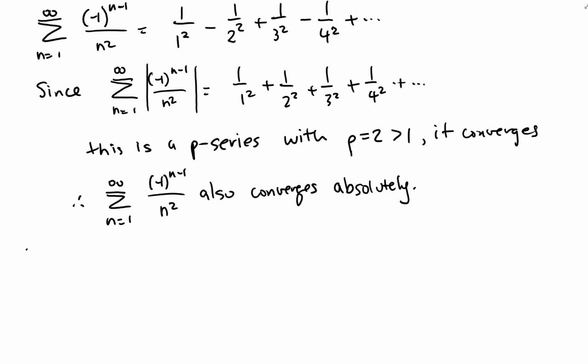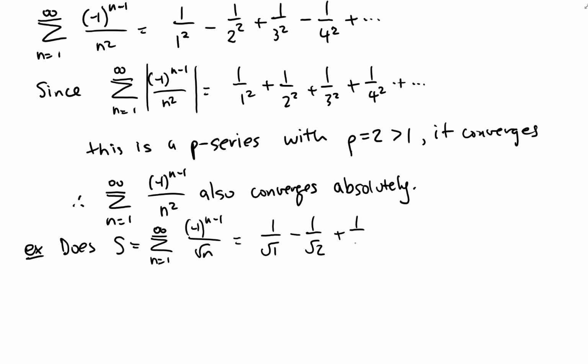So in this example, does S, which is the sum as n goes from 1 to infinity of negative 1 to the n minus 1, the alternating series with root n on the bottom, that's 1 over root 1 minus 1 over root 2 plus 1 over root 3 minus 1 over root 4. Well, if I take the absolute value of this, these turn to positive values.